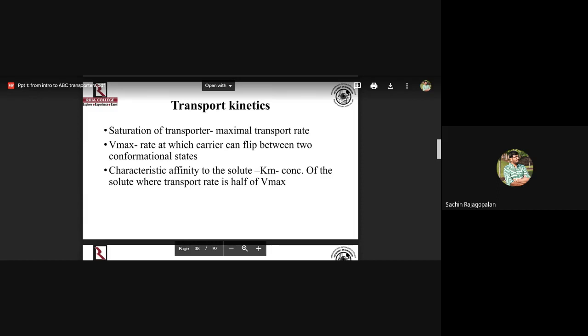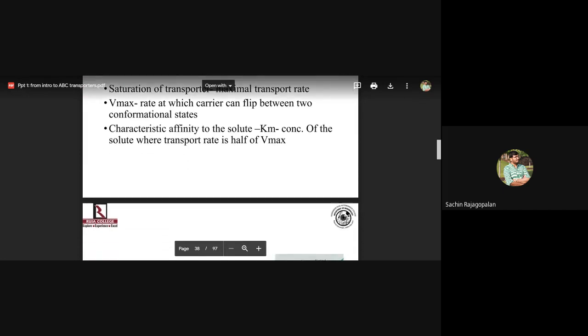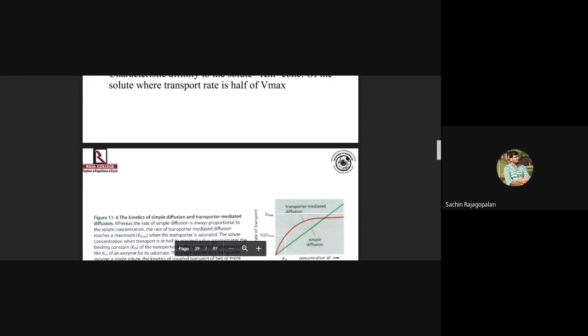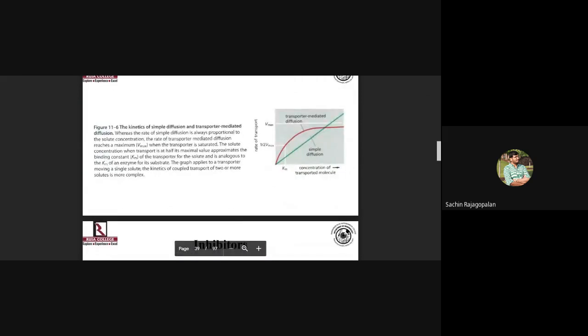I hope you all are understanding this. If there is anything that you're not understanding, please stop me then and there. Okay? Everyone clear till this point? Yes, sir. So Km here also is the concentration of solute where the rate of transport is half of Vmax. Very similar to what you learn in enzymology. And this is the graph which is also indicating the same to you.